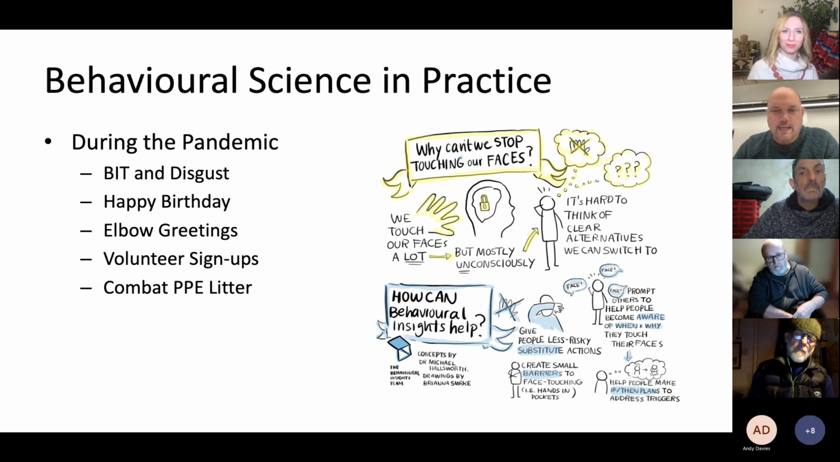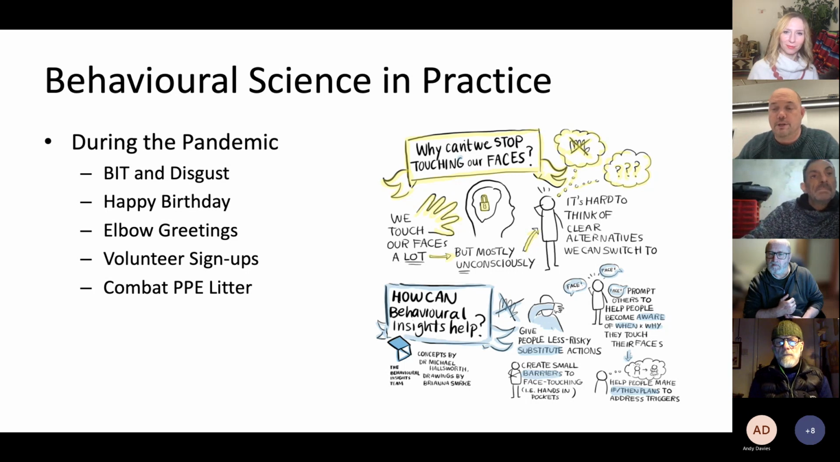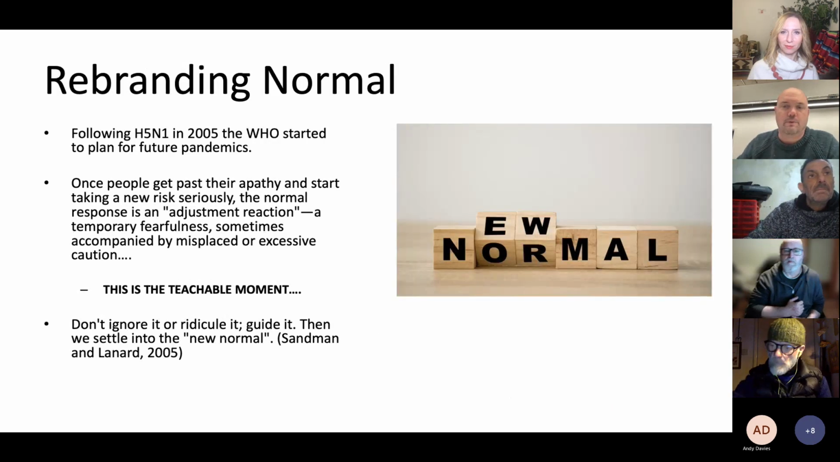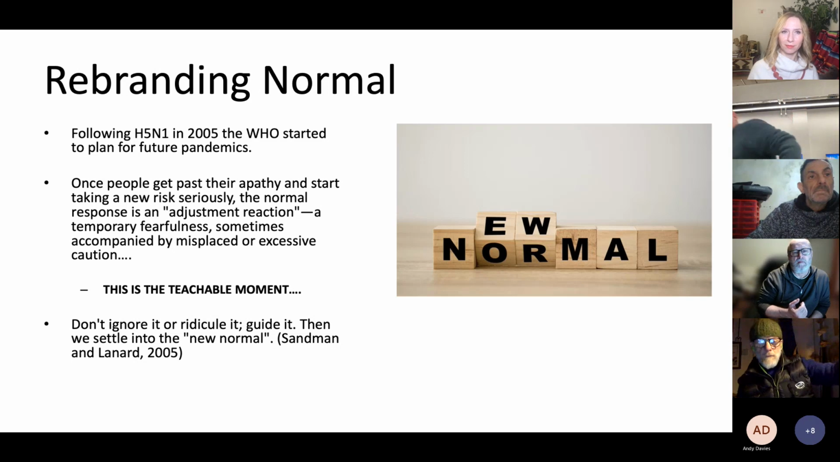Here, of course, we start to think about less risky substitutes, such as putting your hands in your pockets, elbow greetings. But the BIT, the Nudge Unit, also started to promote volunteer sign-ups during the vaccinations programme and combating PPE litter and so on and so forth. So let's move on to discipline and thinking about rebranding normal.